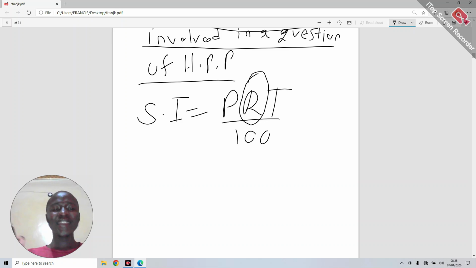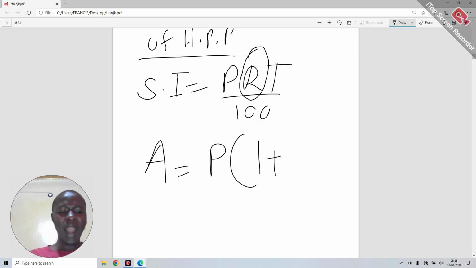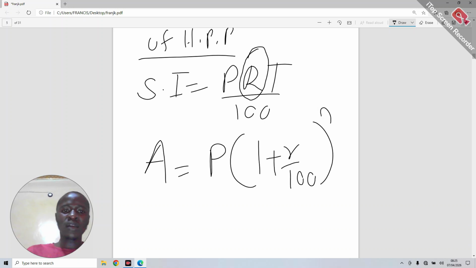Rather, there is a formula being used. And which formula is that? Amount is equal to principal into 1 plus R all over 100 raised to power n. What does A stand for? Amount. P for principal, R for rate, and n for the number of months or the number of years.